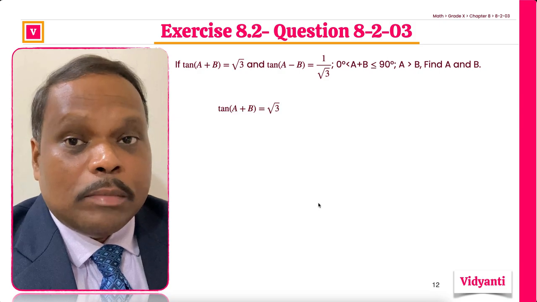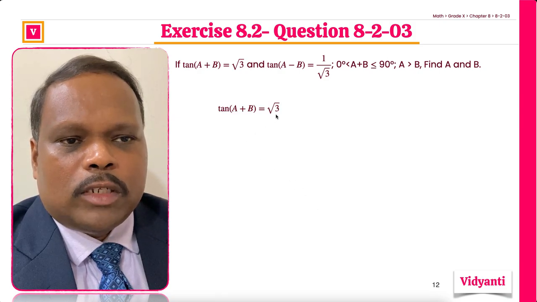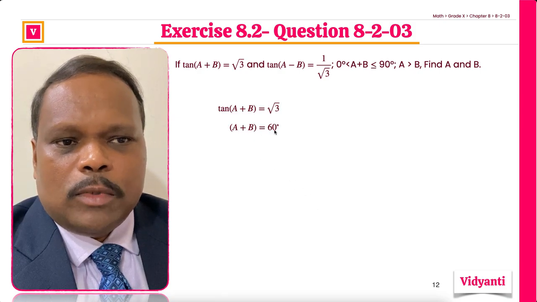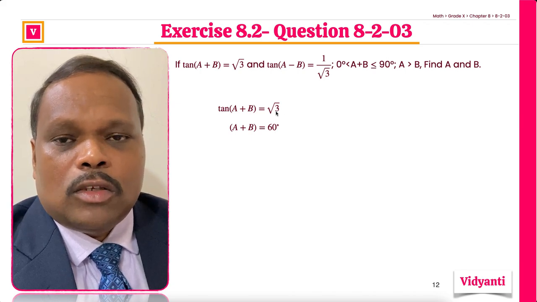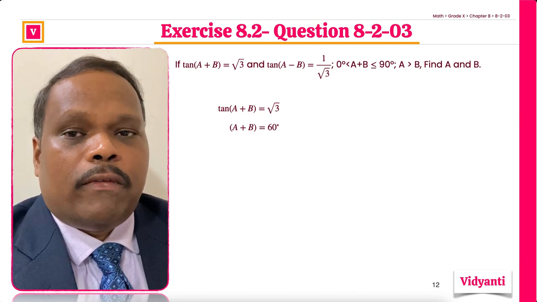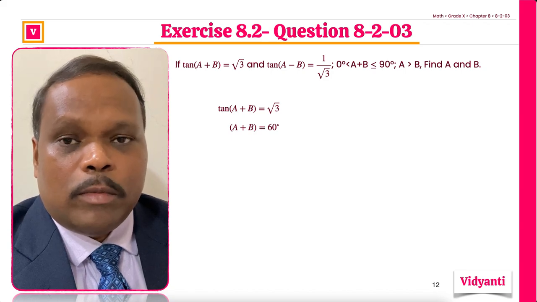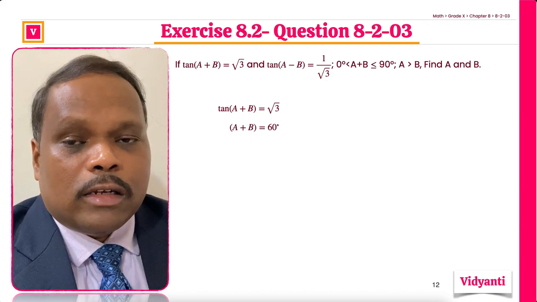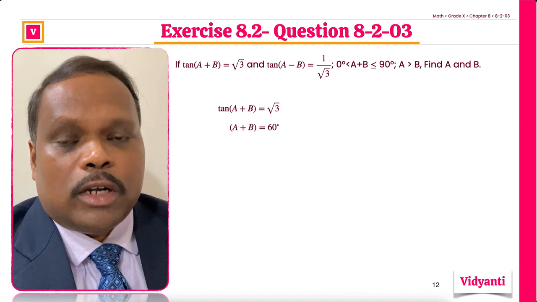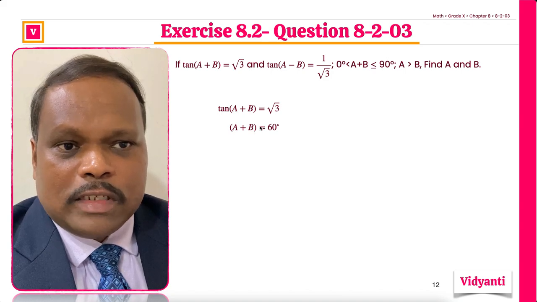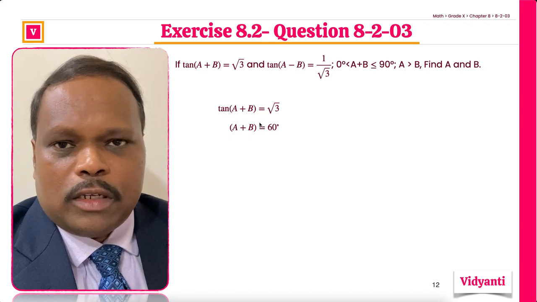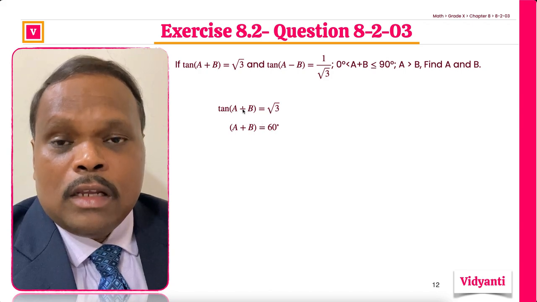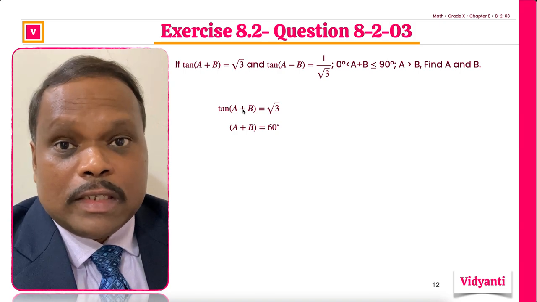So this is simpler than what you think. Tan of A plus B is root 3. That means A plus B must be 60 degrees, because for 60 degrees tan is root 3. So for this purpose, the table must be very familiar to you. You should immediately recognize that this belongs to this particular angle. Root 3, as far as tan is concerned, is for 60. So A plus B must be 60, then only tan 60 will be root 3. Whatever you see in the bracket must be 60 degrees.